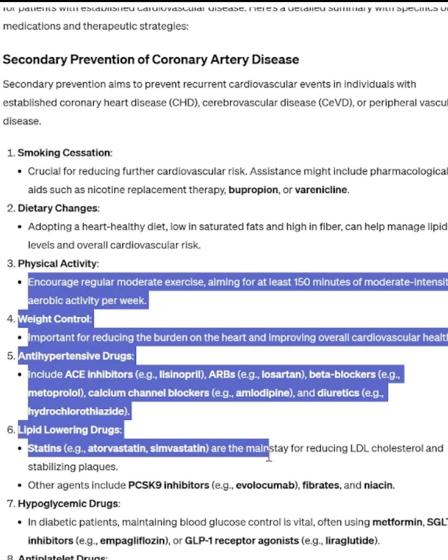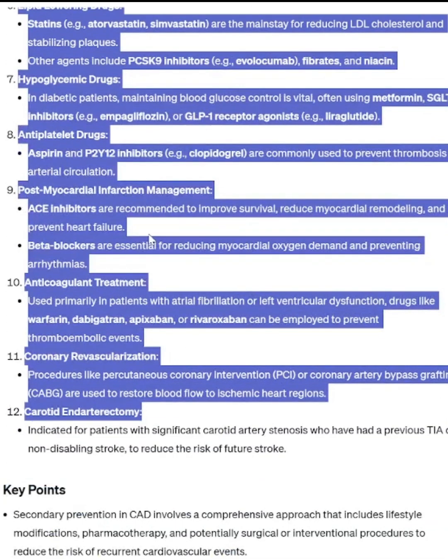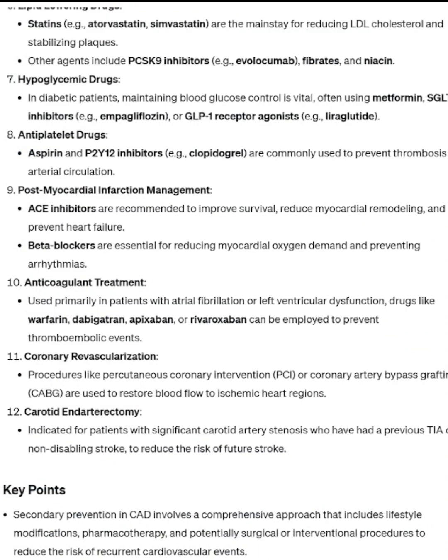7. Hypoglycemic drugs. In diabetic patients, maintaining blood glucose control is vital, often using metformin, SGLT2 inhibitors, e.g. empagliflozin, or GLP-1 receptor agonists, e.g. liraglutide. 8. Antiplatelet drugs, aspirin and P2Y12 inhibitors, e.g. clopidogrel, are commonly used to prevent thrombosis in arterial circulation.